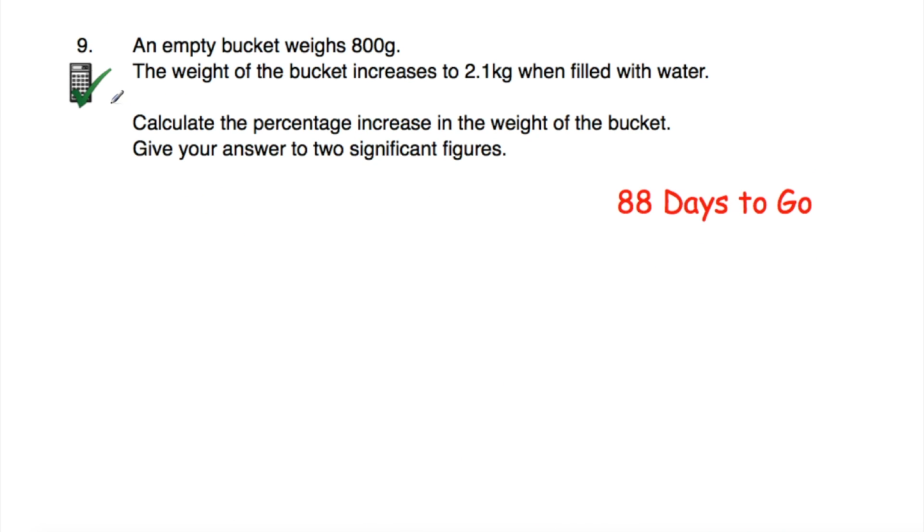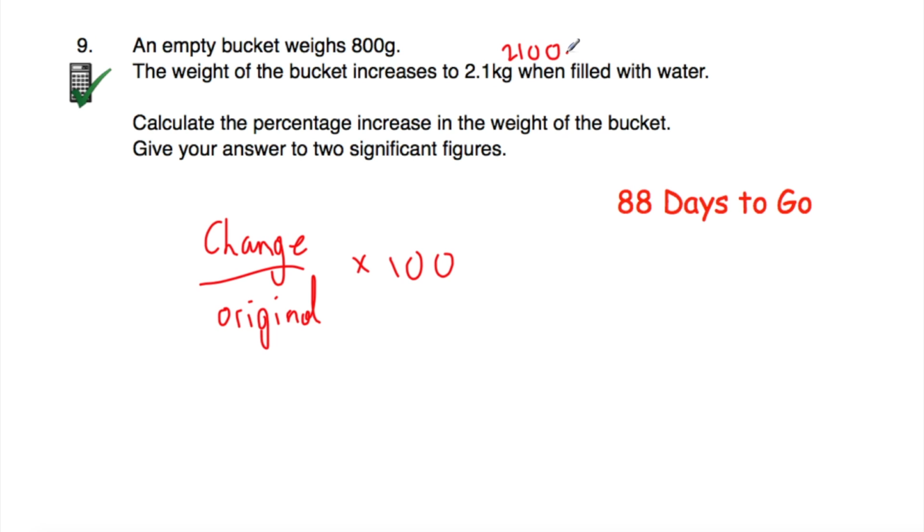So question number 9, it's on percentage change. Remember, percentage change is change divided by the original times 100. So in terms of the change here, let's work in grams. The bucket, when it's empty, is 800 grams. When it's full of water, it's 2,100 grams. So the change is 1,300 grams. It goes up by 1,300 grams. Divided by the original, well, the original weight of the bucket was 800 grams, so 800, multiplied by 100.